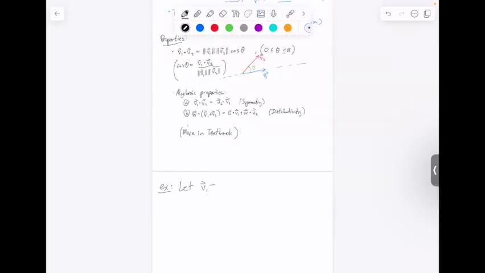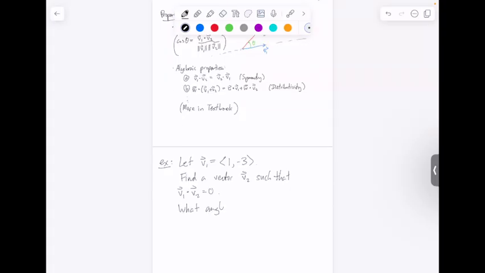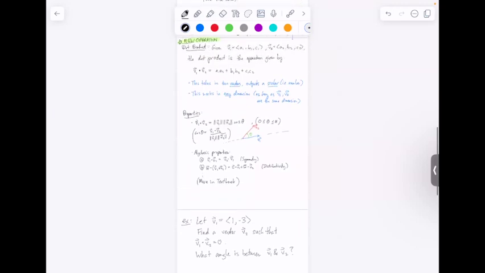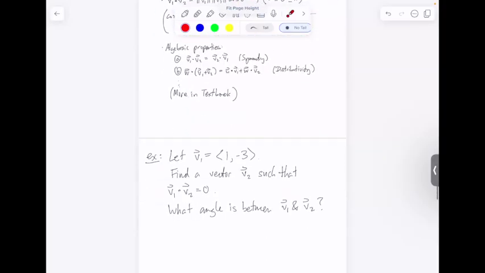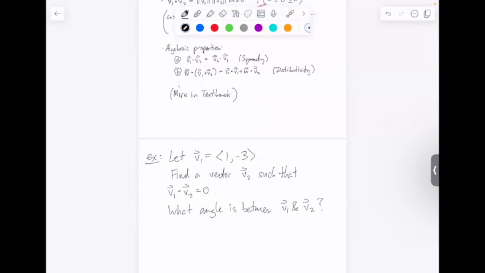Let V1 be the following vector. Let's say, find a vector V2 such that V1 dotted V2 is equal to 0. What angle is between V1 and V2? So here's your formula for the dot product. This is a two-dimensional vector, by the way, so your formula simplifies somehow. I'll give you a few moments to think about this, and maybe you could write your ideas down in chat. Maybe I should specify this just because some of you are sneaky: find a non-zero vector V2 such that this is true. Okay, I'll give you a minute to think about this.